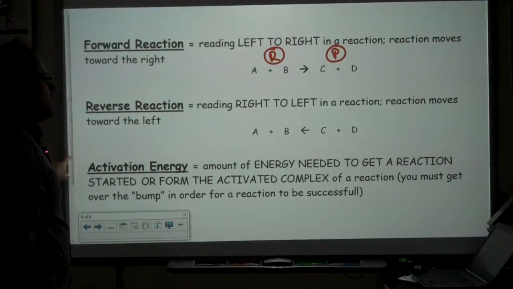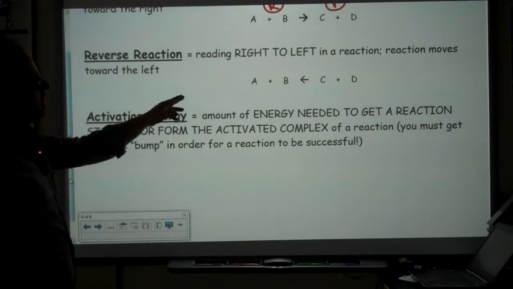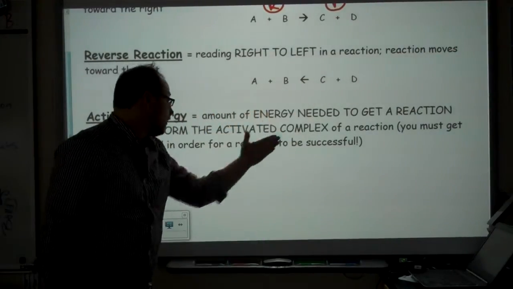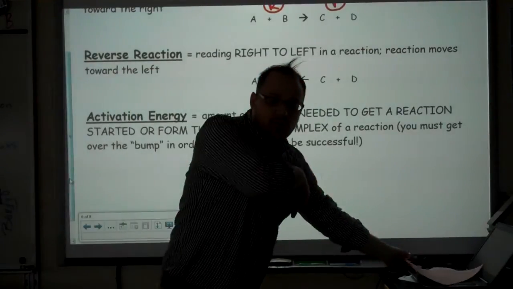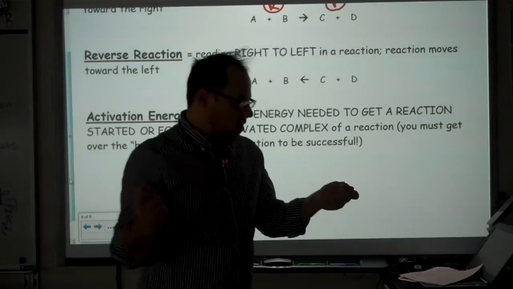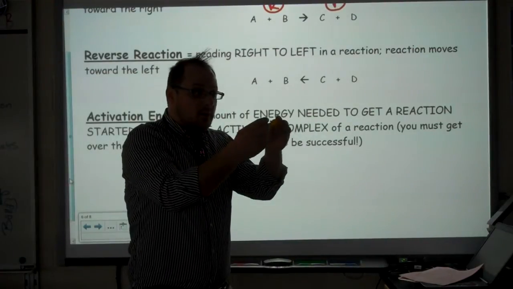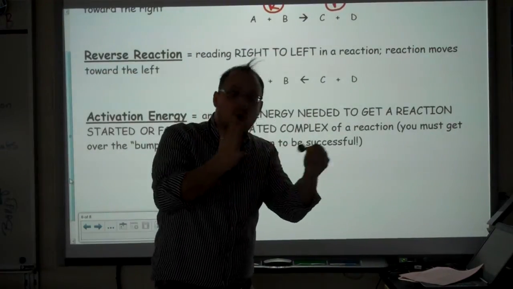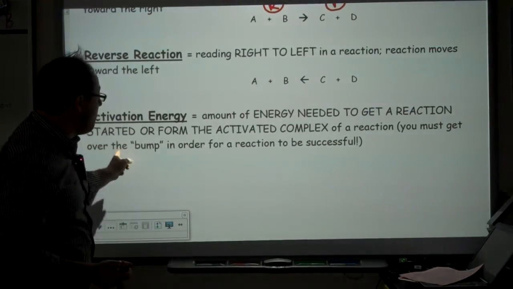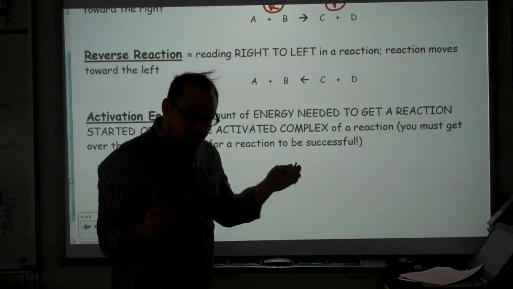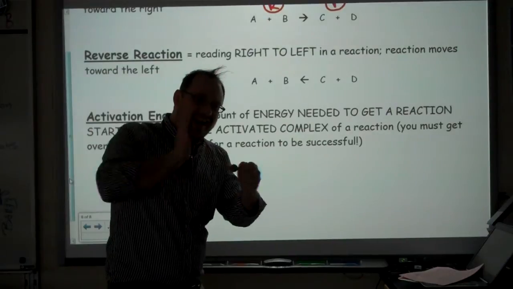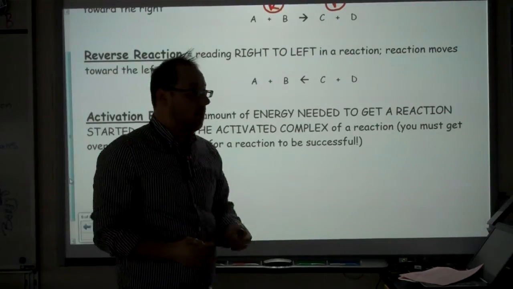Now, activation energy. If I want A and B to come together, I need to hit them with the right amount of energy to get a reaction to occur. That's what we're talking about with collision theory. I want them to come together, so I have to get them together with the right amount of energy. You must get over the bump in order for a reaction to be successful. I've got to get them to come together with the right amount of activation energy for it not to come apart.